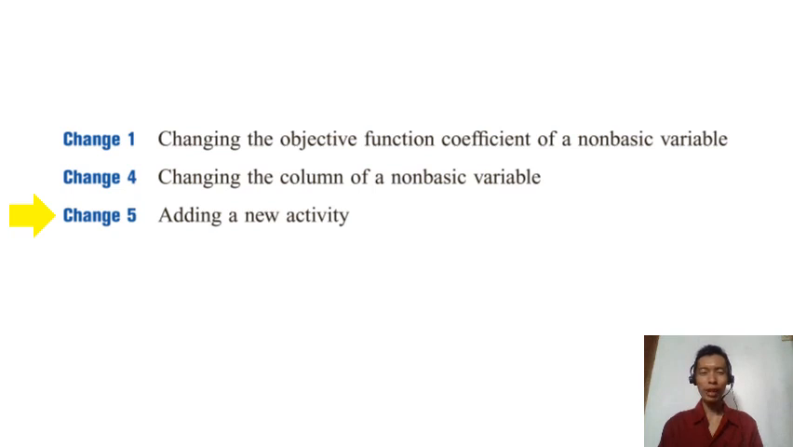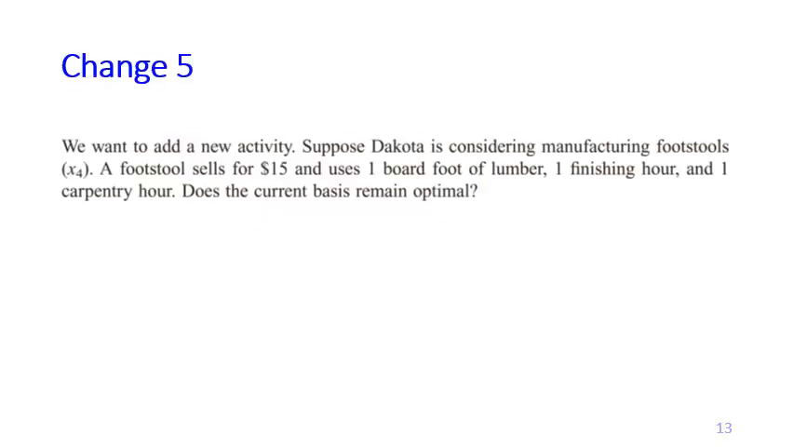Now let's talk about the last change, adding a new activity. Suppose Dakota would like to manufacture a totally new product, which is footstools, with a selling price of $15, using 1 board feet of lumber, 1 finishing hour, and 1 carpentry hour. Does the current basis remain optimal? In other words, are we going to produce footstools or not? Because in the current optimal solution, we do not produce footstools.